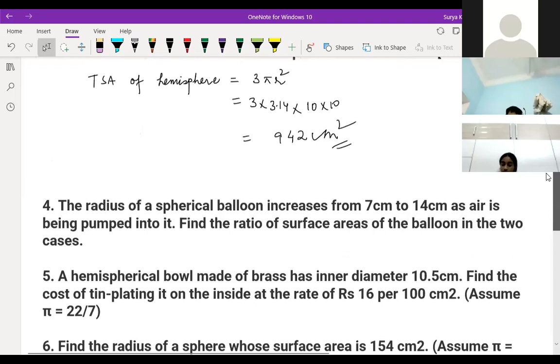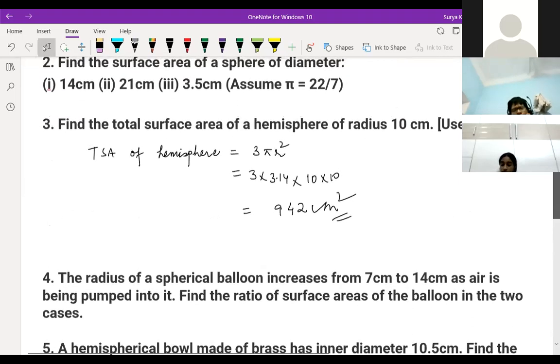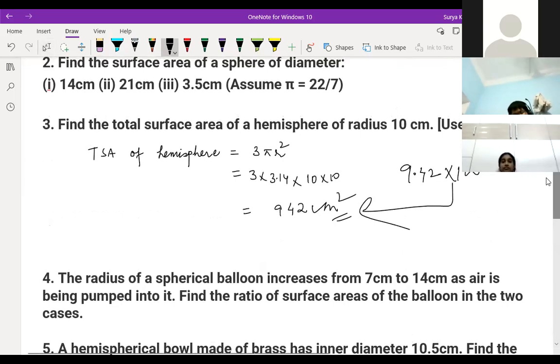Sir, 100, so the points will be cancelled, right? Yes, if you multiply, you will get 9.42, and multiplied by 100, what do you get? The points will be cancelled. If you remove the point, 100 will come, so both will get cancelled.